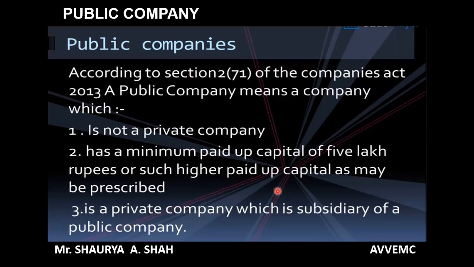Higher there is no cap, but for lower it is capped, that is related to 5 lakh, and it includes a private company which is a subsidiary of a public company. Subsidiary and holding company also we know. So a private company which is a subsidiary of a public company is also termed as a public company only. So am I clear? It is three types. First of all, it is given under section 2 subsection 71. Three things include your public company, that is it is not a private company, has a minimum paid up capital of 5 lakh rupees or such higher paid up capital, and is a private company which is a subsidiary of a holding company, that is a public company. Hope it is done, all of you.